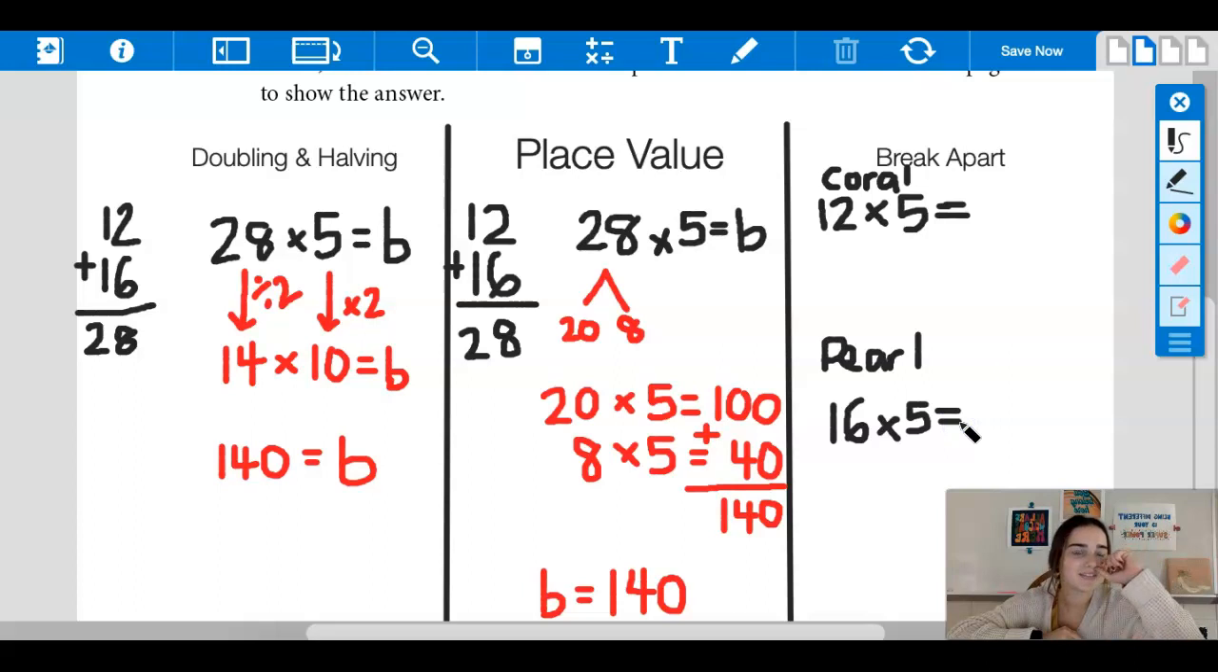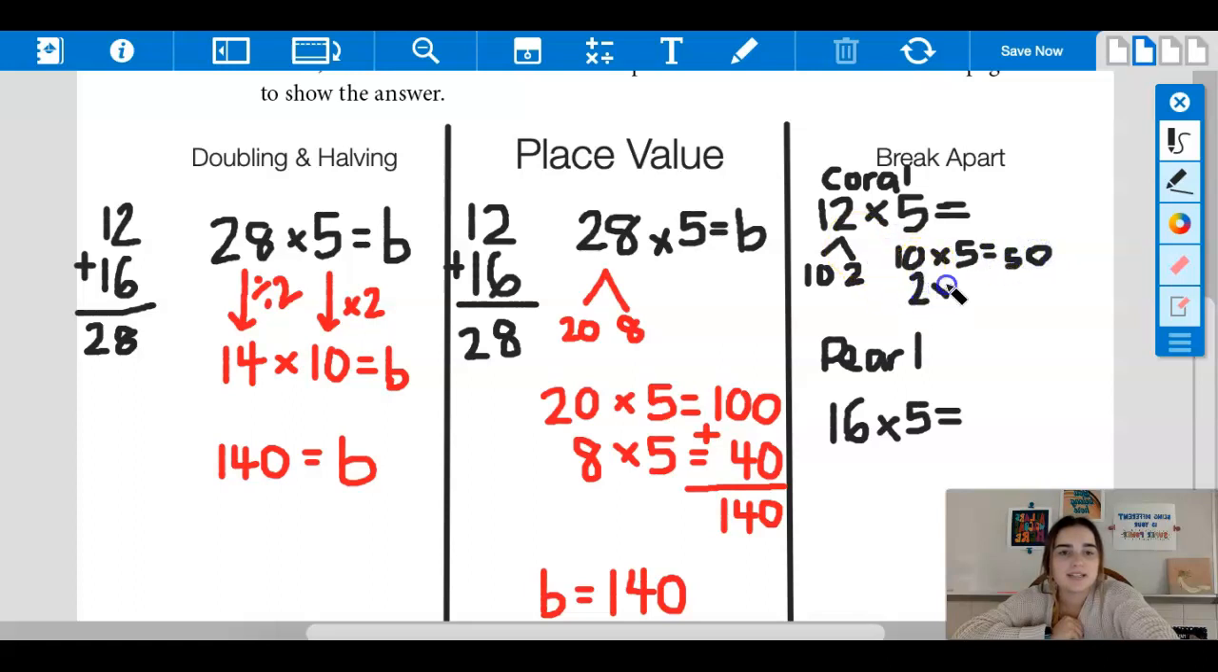And once I figure out how many beads the girls had on their own, then I can add both of their beads together. All right, so solving 12 times 5, I can skip count by 12 5 times, or I can use our place value strategy again. I could say, all right, I'm going to split this up into a 10 and a 2. 10 times 5 is 50. And 2 times 5 is 10. So I end up with 60. All right, so we found out that Coral has 60 beads.